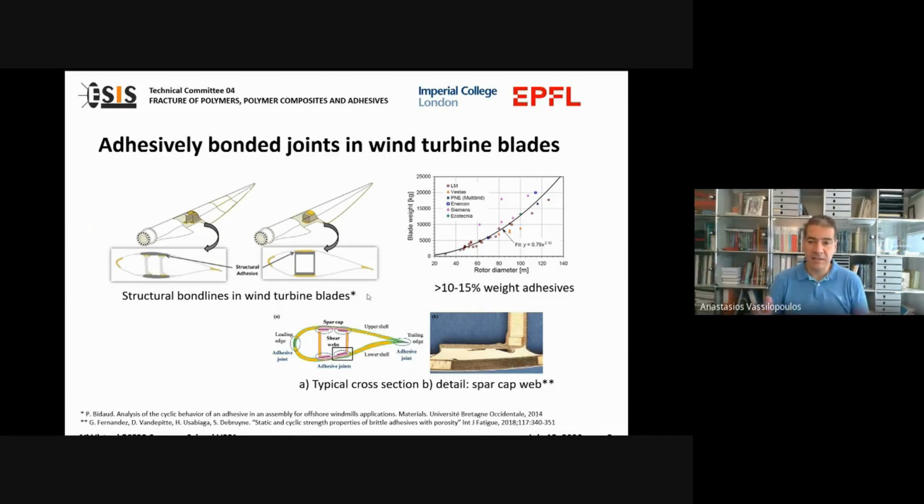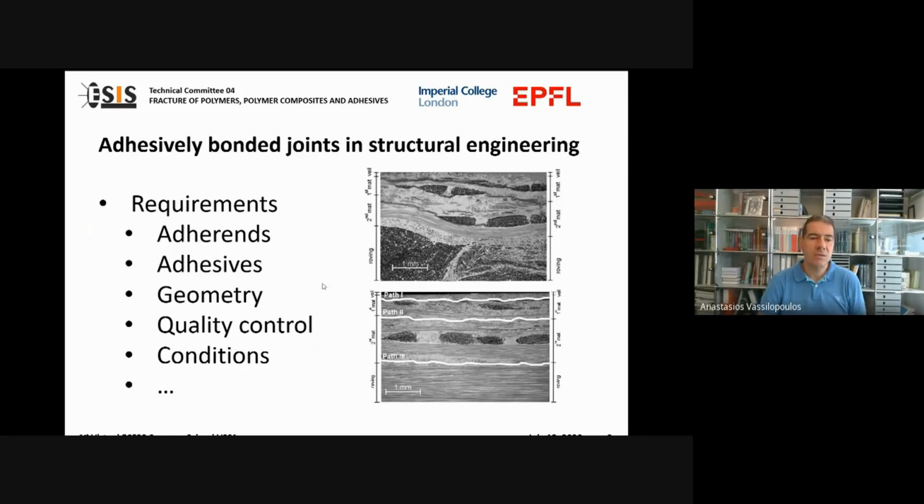And of course, you can understand that these joints are not the typical fracture mechanics joints that we have seen before. They are structural joints and have a different behavior. So what we can easily understand is that the requirements for these joints are different. We have to think about the adherends used. And here is a microscopic view of a typical pultruded element.